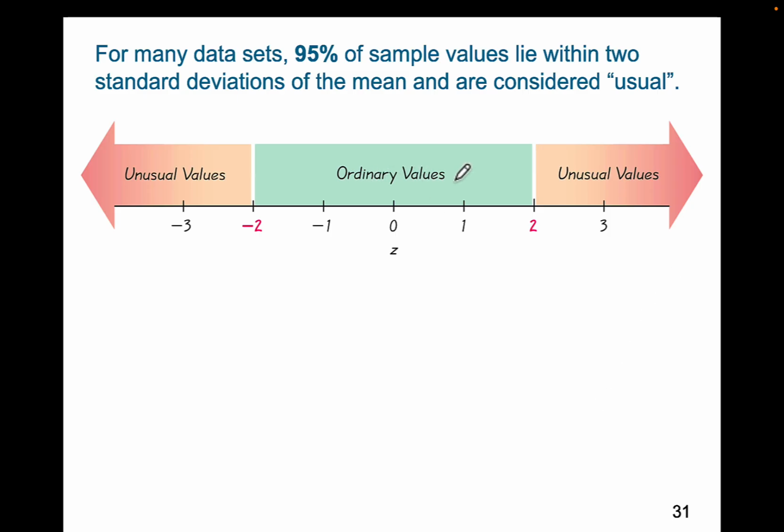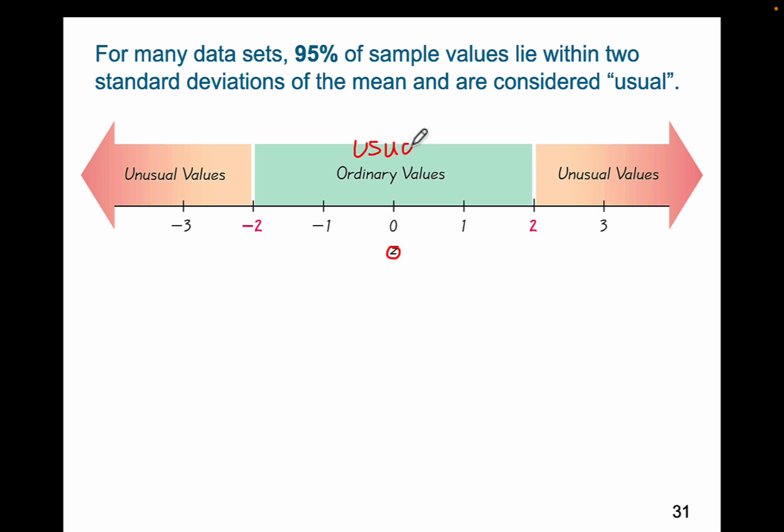Here are ordinary values. That was up 2 standard deviations from the mean and down 2 standard deviations from the mean, creating that ordinary range. And then anything further than that were unusual values. Notice here that we are working with the letter Z. Those are Z-scores. Let's back up a little bit. For many data sets, 95% of the sample values lie within 2 standard deviations of the mean and are considered usual. So these are the usual, the ordinary values.